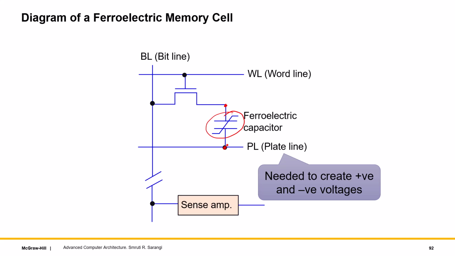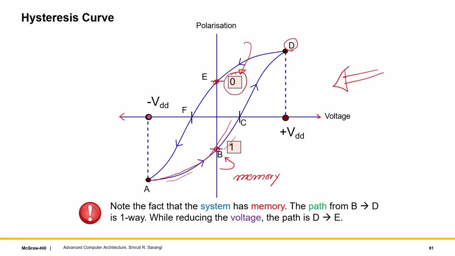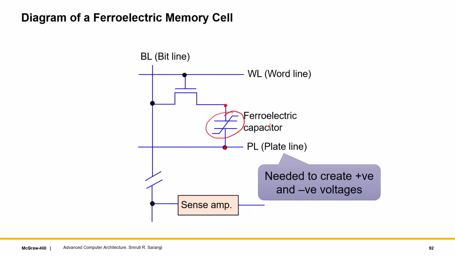The reason it is not ground is because voltage has to be both positive as well as negative. That's the reason you can't have ground, otherwise the voltage will swing in only one direction. So we need a plate line, and if the word line is connected, this becomes the bit line point. Between BL and PL, we need to vary the voltage, and by varying the voltage, we can set different values of the polarization.